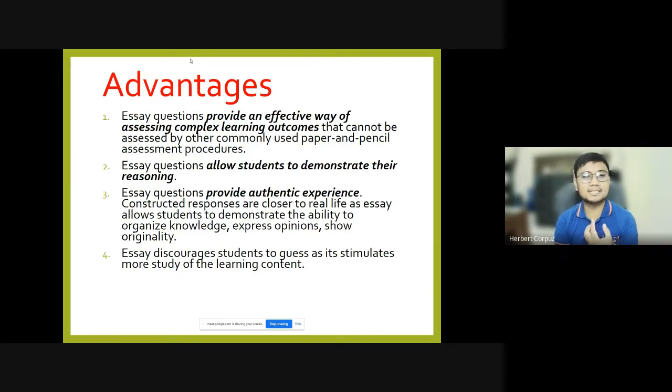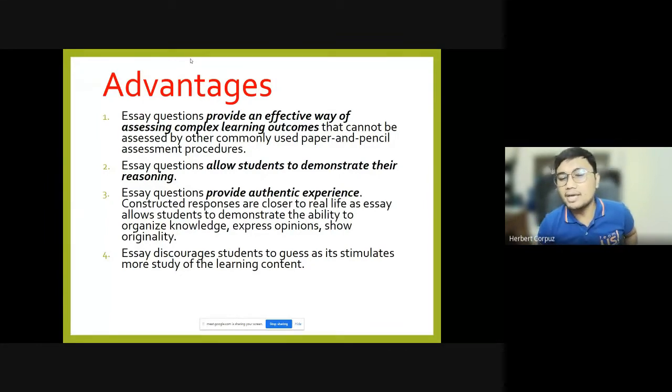That is a complex learning outcome. You cannot do that by merely providing a paper and pencil assessment or an objective type of assessment. Okay, so that's an example of a complex learning outcome. So I make use of essay then because that is my learning outcome. My learning outcome is too complex.